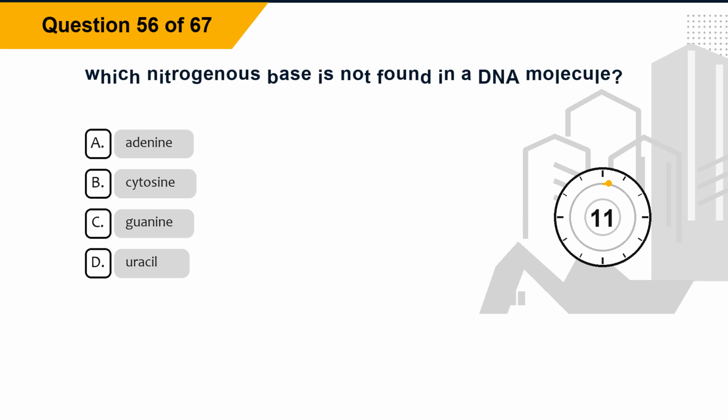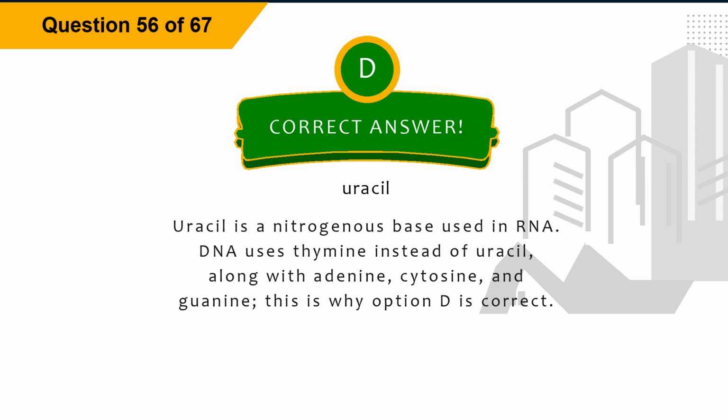Question 56. Which nitrogenous base is not found in a DNA molecule? Option A, adenine. Option B, cytosine. Option C, guanine. Option D, uracil. The correct answer is option D, uracil. Explanation. Uracil is a nitrogenous base used in RNA. DNA uses thymine instead of uracil, along with adenine, cytosine, and guanine. This is why option D is correct.